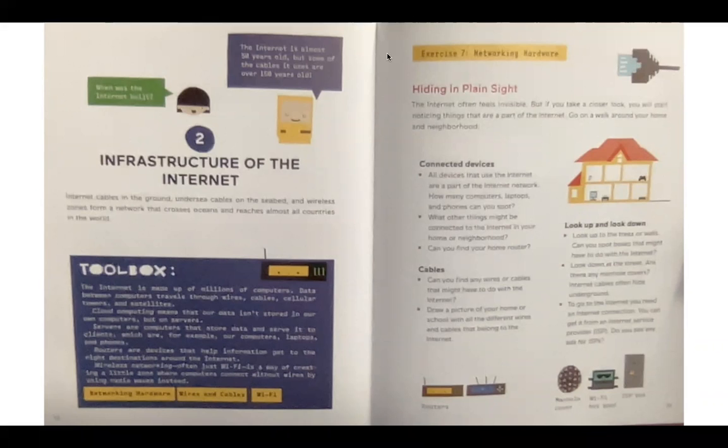Toolbox. The internet is made up of millions of computers. Data between computers travels through wires, cables, cellular towers, and satellites. Cloud computing means that our data isn't stored in our own computers, but on servers. Servers are computers that store data and serve it to clients, which are, for example, our computers, laptops, and phones. Routers are devices that help information get to the right destinations around the internet.